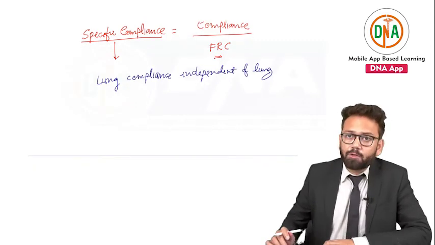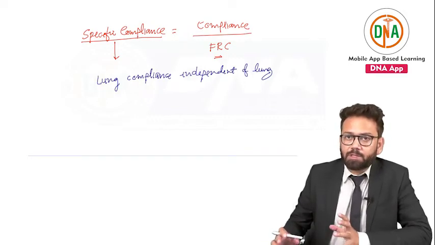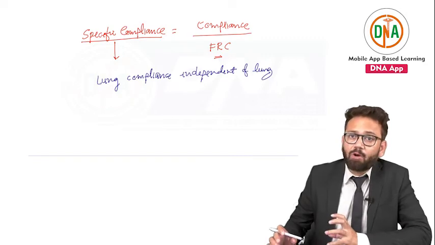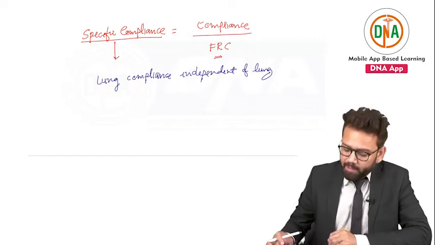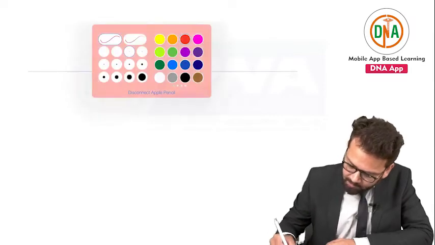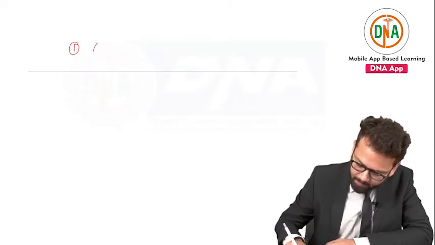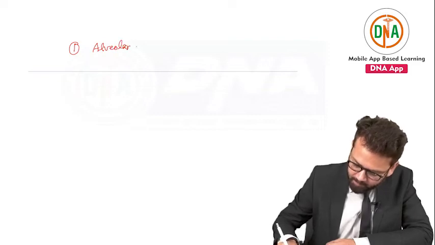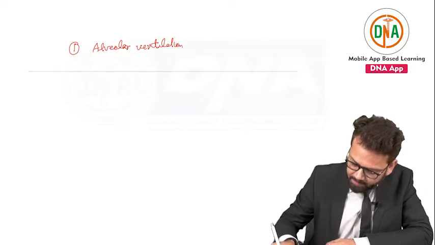Okay. Now there are different terms to understand: alveolar ventilation, minute ventilation, maximum voluntary ventilation, breathing reservoir. So we should know all these terms also. Number one, what is alveolar ventilation?